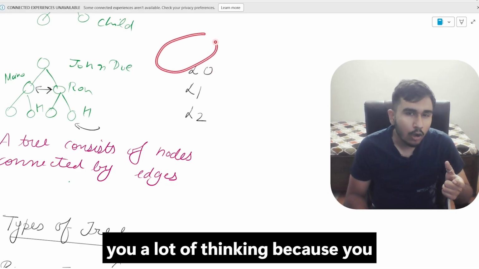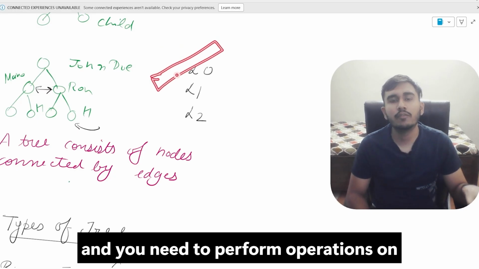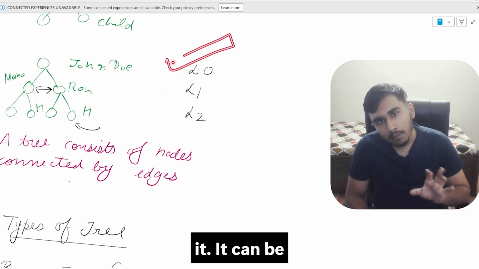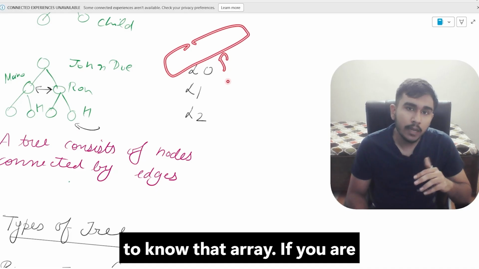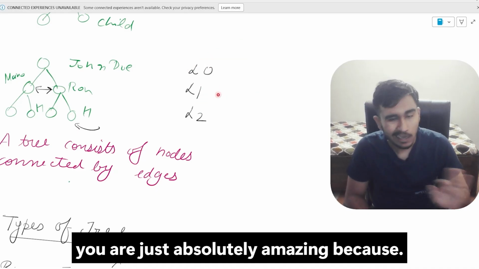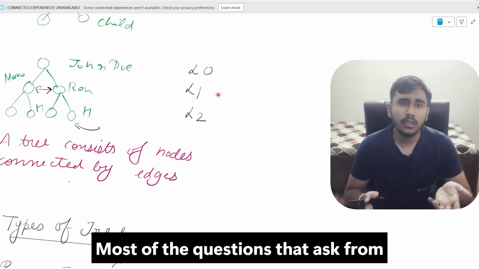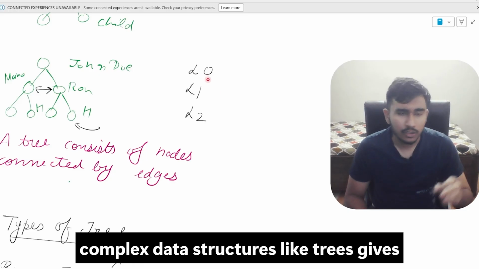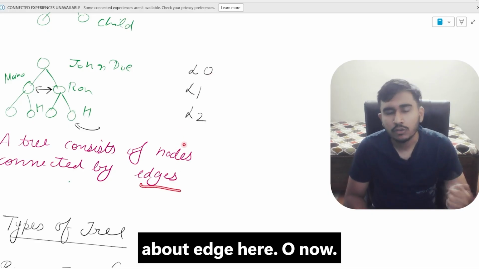Array gives you a lot of thinking because you have just a simple stretch of numbers and you need to perform operations on it. It can be boring, but it is very important to know arrays. If you are able to master 1D and 2D arrays, you are just absolutely amazing, because most of the questions are asked from arrays. But understanding complex data structures like trees gives you the edge. And we're talking about edge here.